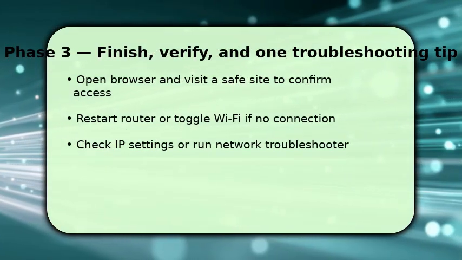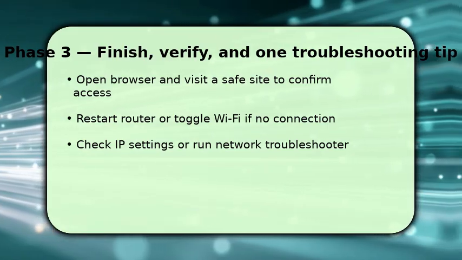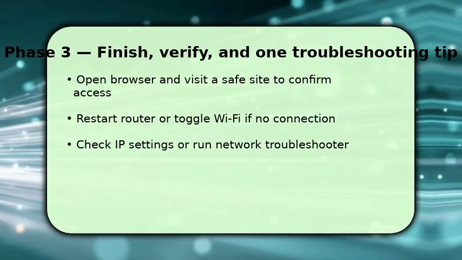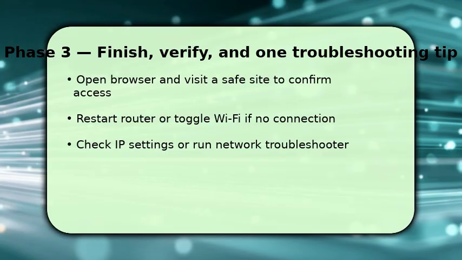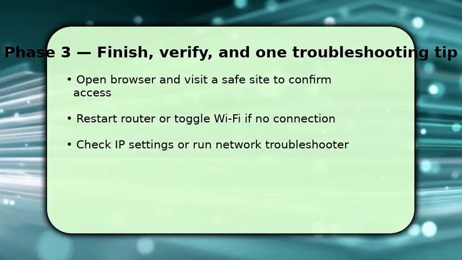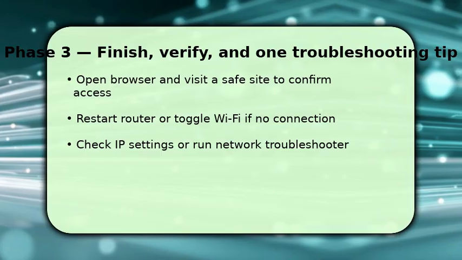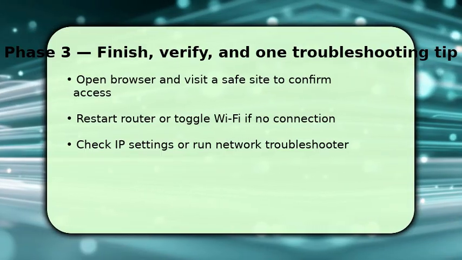Open a browser and load a simple website to confirm internet. If pages fail to load, make sure the Wi-Fi icon shows connected. Then try toggling Wi-Fi off and on or restart the router. This often clears temporary issues. If problems persist, check IP settings and DNS, and run the built-in network troubleshooter to identify faults.